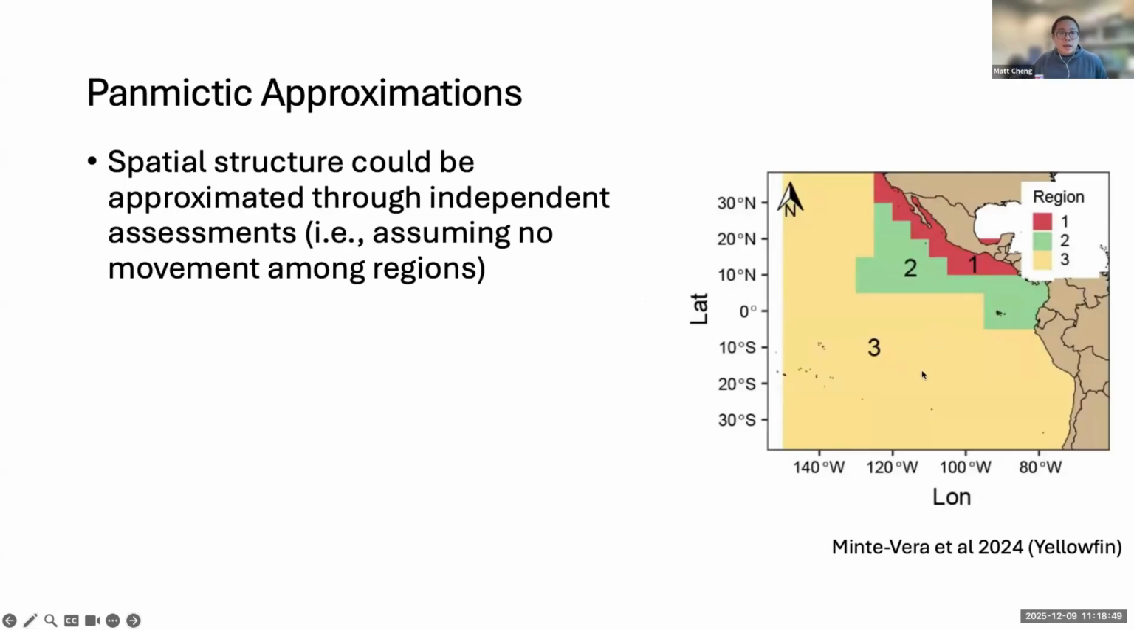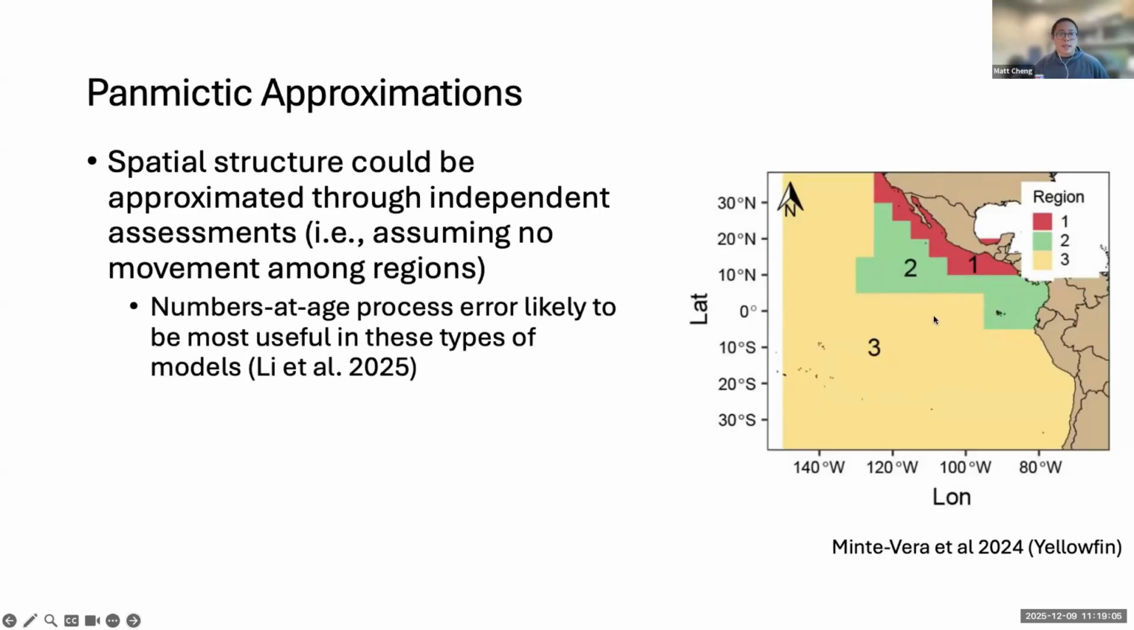The last panmictic approximation approach I'll talk about is pretty simple. Essentially, we can approximate spatial structure by conducting independent assessments in each region. And so here you might treat region 1 as one assessment, region 2 as one assessment, and region 3 as another assessment, assuming no movement. And I think maybe in these cases, numbers at age process error can be helpful in accounting for the lack of movement modeled in these models.